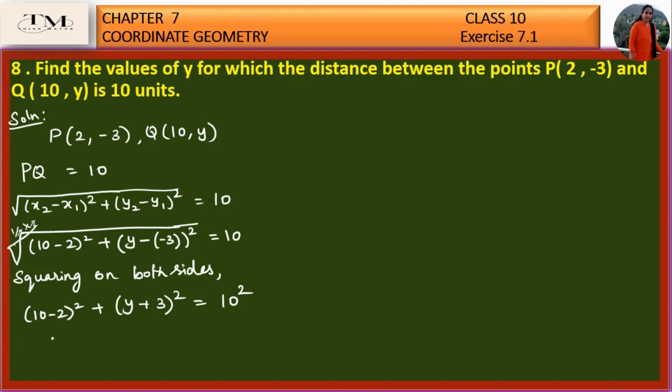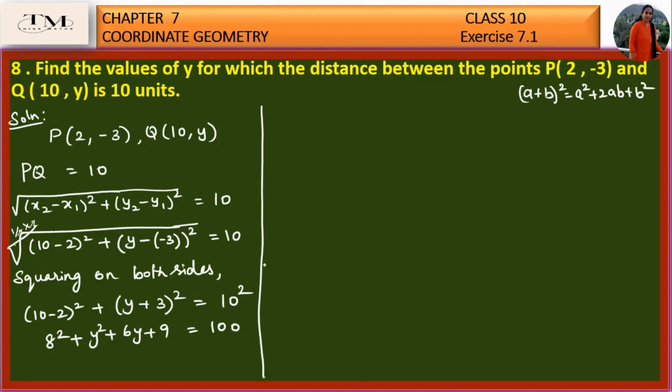So what is 10 minus 2 whole square? It is 8 square. Now y plus 3 is of the form a plus b whole square. What is a plus b whole square? It is nothing but a square plus 2ab plus b square. So applying this formula, you will get y square plus 6y plus 9 equal to 100. 10 square is 100. 8 square is nothing but 64. So 64 plus y square plus 6y plus 9, this plus 100 will become minus 100, equal to 0.